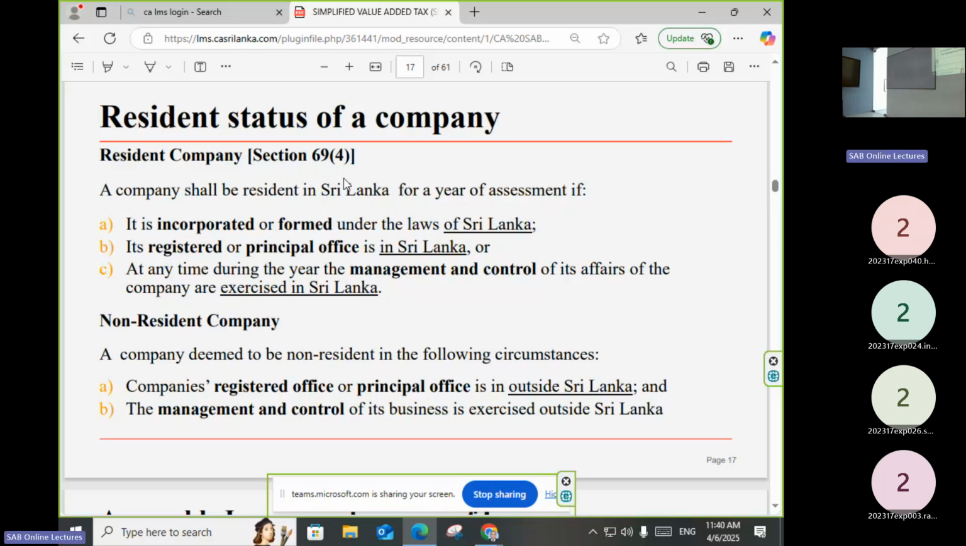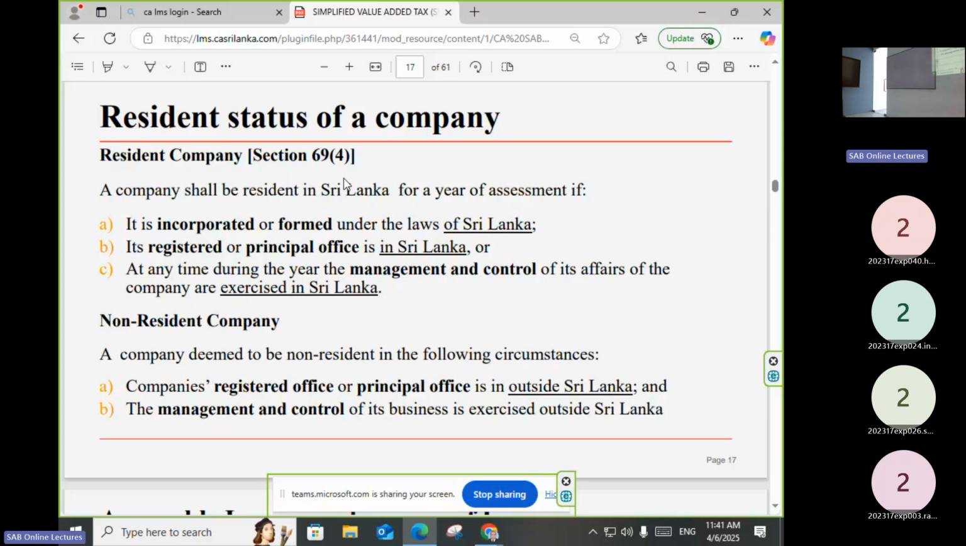Right? Second thing, its registered or principal office is in Sri Lanka. Generally, if a company is incorporated in Sri Lanka, then we have to give the registered office address under Form 1, as you may have heard. If that is the case, it is formed under the law in Sri Lanka, so it is a resident company for Sri Lanka tax. Or even if the registered office or the principal office is in Sri Lanka, then again it shall be considered as a resident company for Sri Lanka tax.